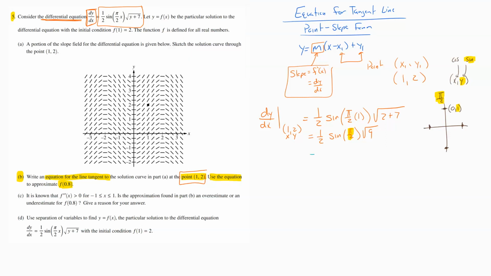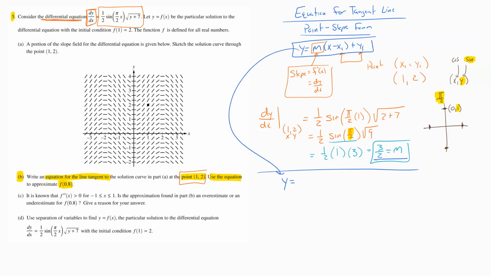So plugging that in, I would get 1/2. The sine of pi over 2 is 1, and the square root of 9 is 3. And so in the end, 3 times 1/2 gets us 3/2. This is our m now. That's the slope we need for our point-slope equation. So let's put it all together. We get y = m, following our point-slope formula, which is 3/2, times (x - x1), which is 1, plus y1, which is 2. So there's the equation for our tangent line.